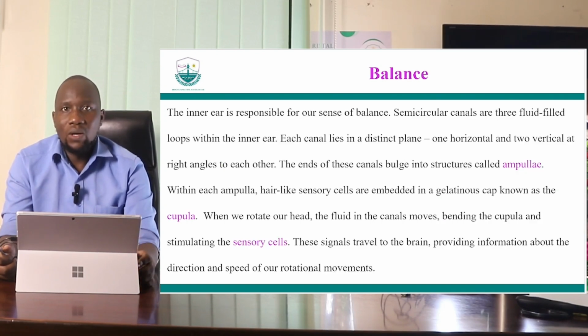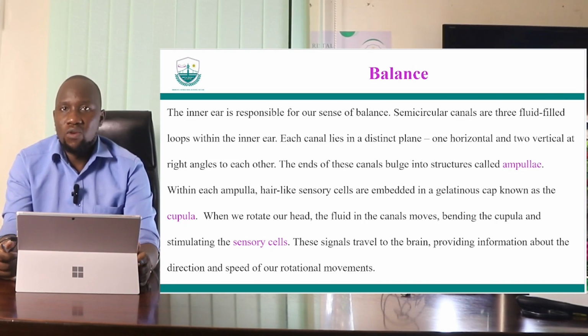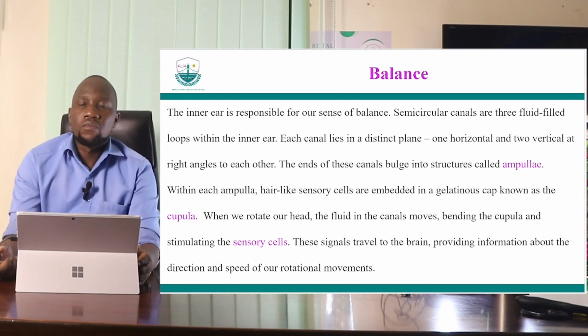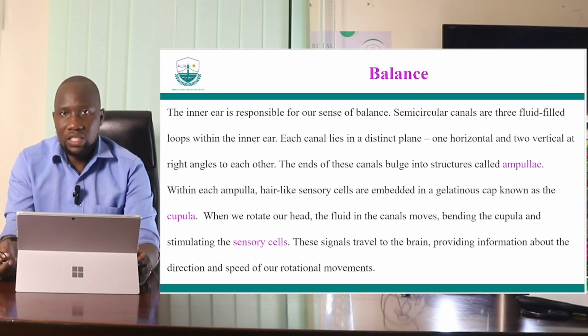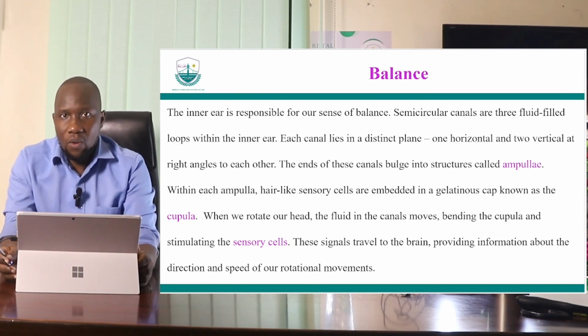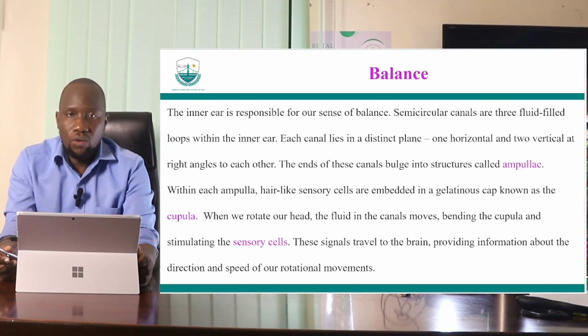balancing process. So earlier on, we said that we have three semicircular canals that are oriented at 90 degrees, at right angles. We have those that are horizontal, 2 of them, and then one that is vertical. So in these tubes, or in these canals, we have bulges, okay, the bulging structures that we call the ampullae. So within the ampullae, we have hair-like sensory cells that respond or that generate impulses in case there is a rotation of the head.